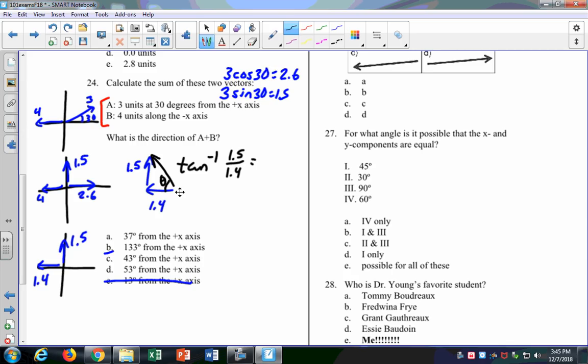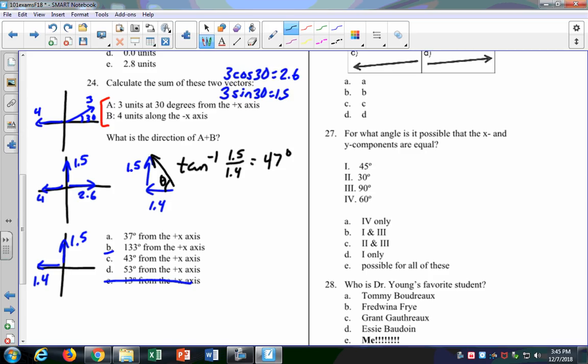47 degrees. Oh shoot, that's not on there. Right. Yeah, so I was being kind of nice by not putting 47 as an option, because many of you would have just stopped right there.